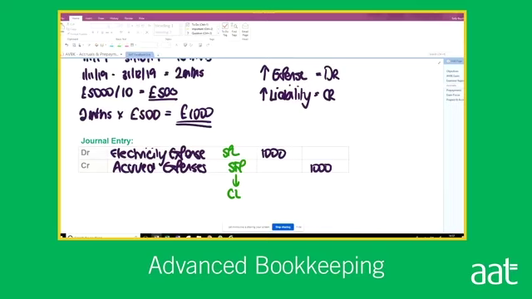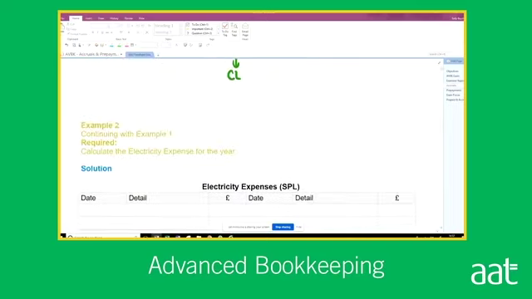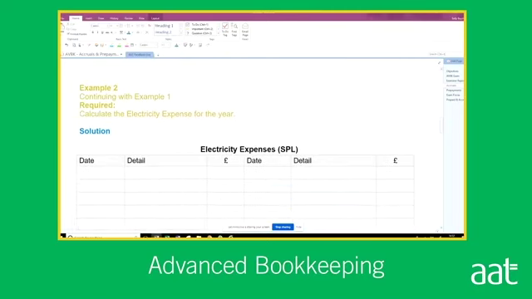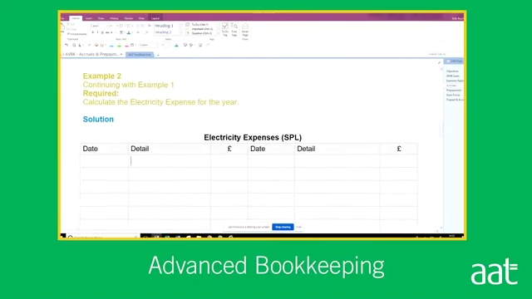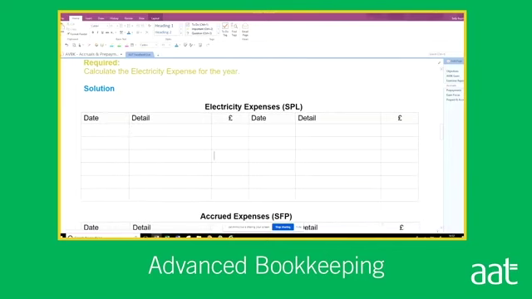Okay then, so let's have a look now at example 2. We're just going to take it that little bit further. So continuing with example 1, what we need to do is calculate the electricity expense for the year. So basically, what is the electricity charge for 2019 within this example? And this is more exam focused. This is where we're looking at what we'd expect to do in the exam.